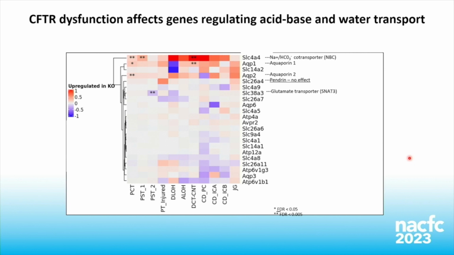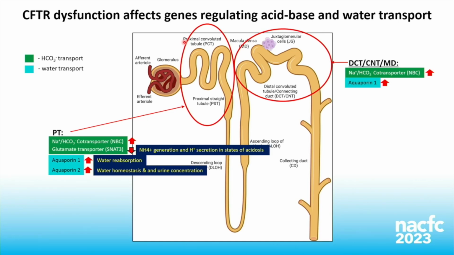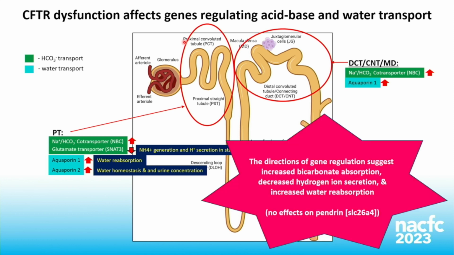On the topic of fluid balance, we also looked at the genes related to acid-base and water transporters, and we see that in the proximal and the distal convoluted tubules specifically, we see an increase of aquaporins as well as an NaHCO3 cotransporter. So what does that mean? We see the increases of two transporters fundamentally needed to resorb water back into the bloodstream, just like we saw in the previous gene set. So increased bicarbonate resorption, decreased hydrogen ion excretion, and increased water reabsorption.